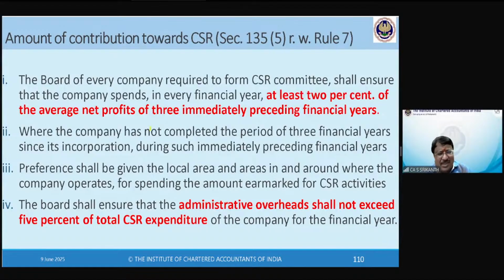Suppose Tata Motors, just an example, ABC Limited, 200 crore is the average profit of the immediately preceding years. On that, 2%. On 200 crores, 1% is 2 crore, 2% is 4 crore. So 4 crore they have to spend. Am I correct? 4 crore, 2%. Now out of that 4 crore, about 20 lakhs can be used for administrative expenses on an annual basis, 5%. It shall not exceed this amount.